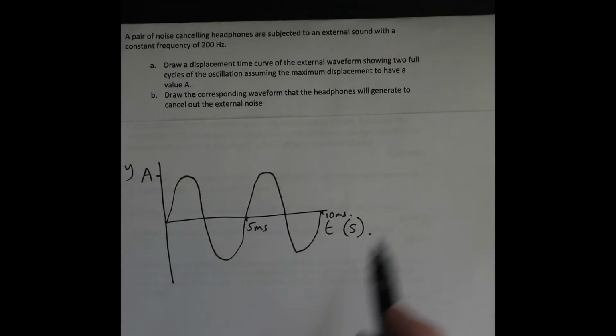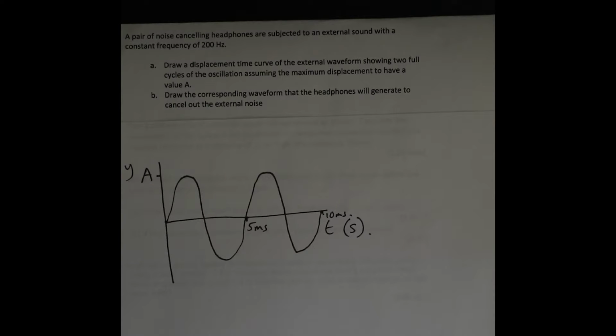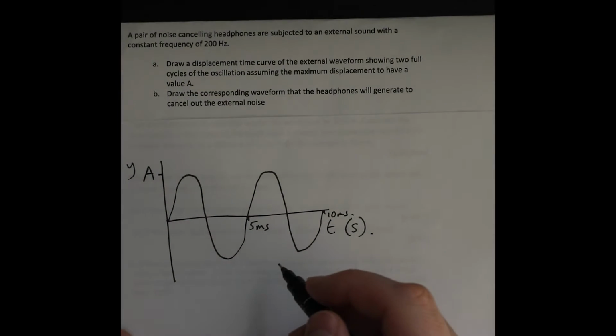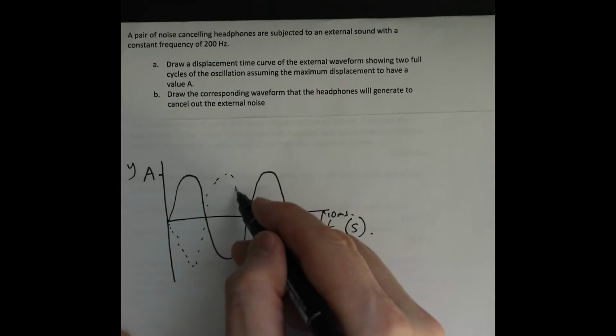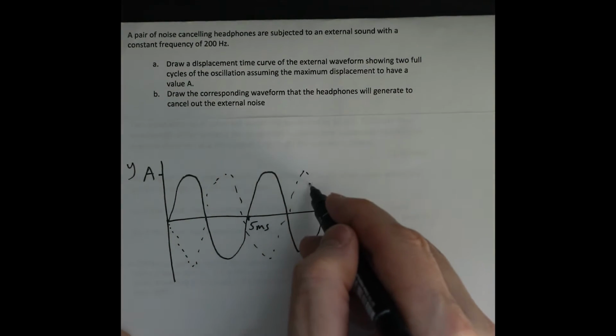And that's basically it, because I've summarised all the information provided in the question. It's 2 full cycles, I've got units on the x-axis, and a unit on the y-axis that describes my waveform. Then I've got to draw the corresponding waveform that the headphones will generate to cancel out this external noise. We're using the principle of superposition of waves, to generate completely destructive interference. So the waveform I generate is completely out of phase with the first waveform. It will be the complete opposite, so it will look something like this.